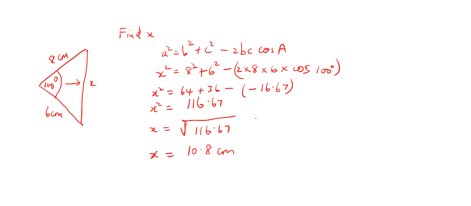Okay, so let's just double check this here. 2 multiplied by 8 multiplied by 6 multiplied by cos 100, that gives me minus 16.67, so it is 64 plus 36 plus 16.67. Okay, so 10.8 cm, right? Whenever you have long calculations like this, you should always double check to see if there's an error.